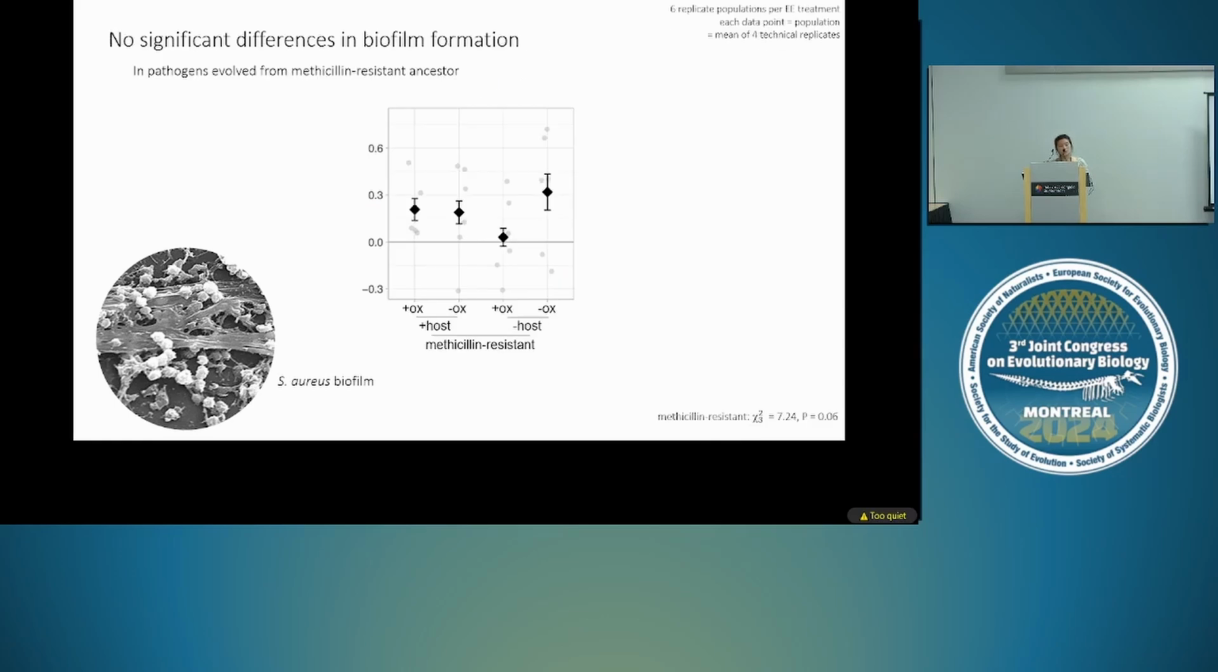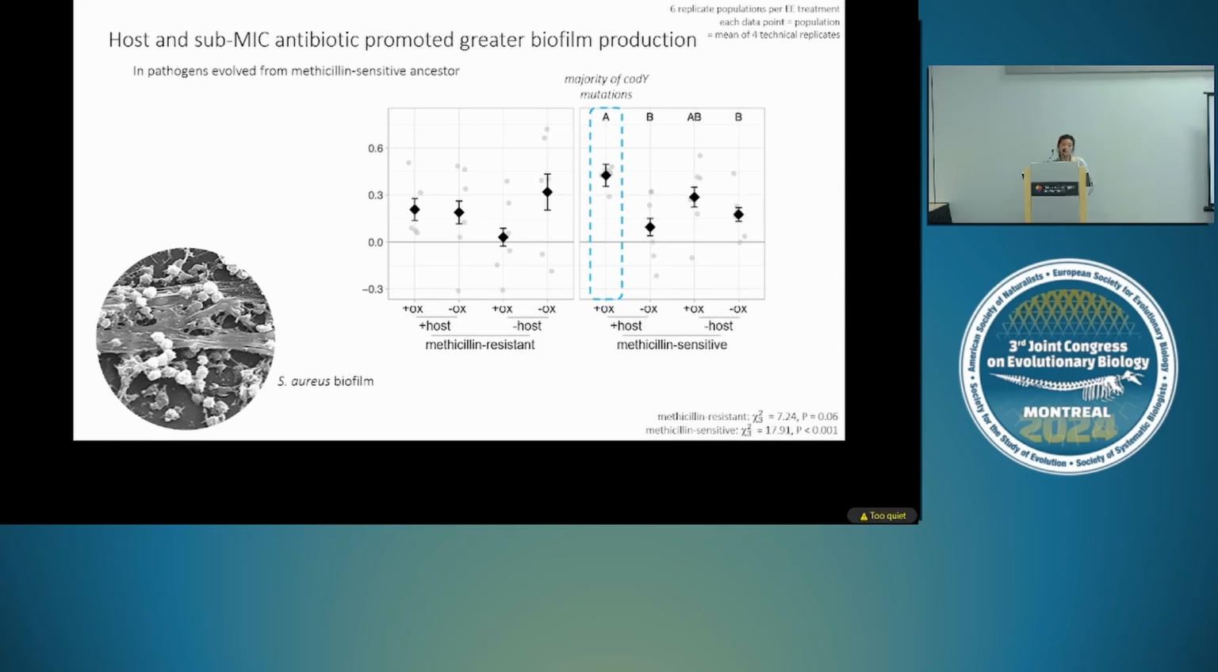So for the methicillin-resistant populations, we saw no differences in the level of biofilm production across treatments. For the methicillin-sensitive group, however, we saw that populations that evolved under selection from both the host and oxacillin increased biofilm production. And from our genomic data, this was the treatment that had the majority of the CodY mutations. But we also saw that in the absence of a host, exposure to oxacillin could also increase biofilm production. And this treatment had no CodY mutations.